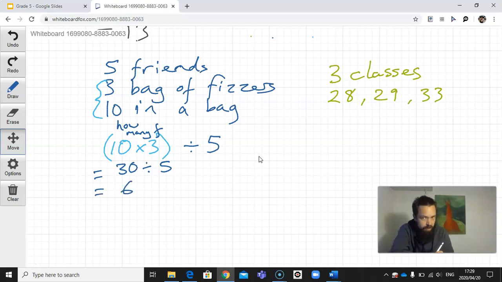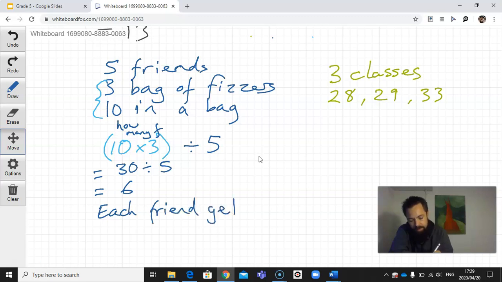And because it's a word problem, we need to make sure that we give a word answer. Each friend gets 6 fizzes. There will be a couple of word problems in your homework today, so let's pay attention as we do the last one.